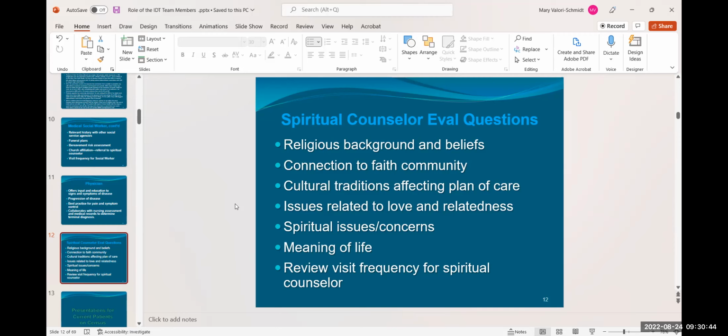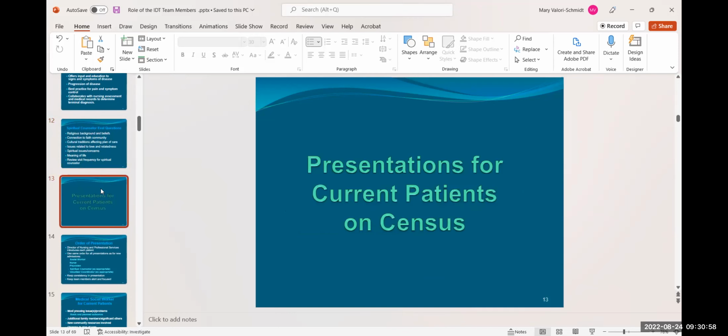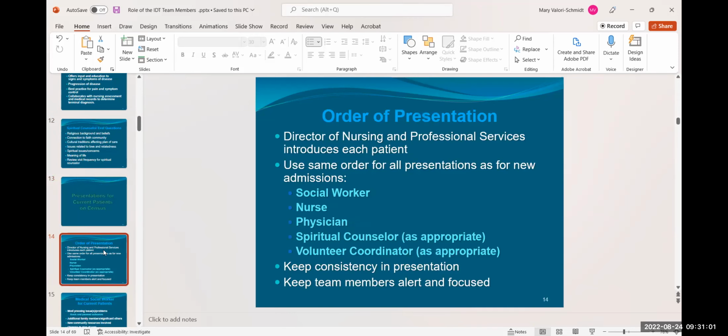So these are spiritual questions. We can engage in these conversations, but we should try adamantly to get the patient to let spiritual come in and talk to them a little bit and see what their needs are. Okay. And then patients that are currently on census.